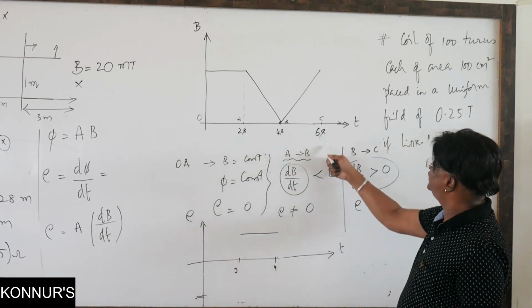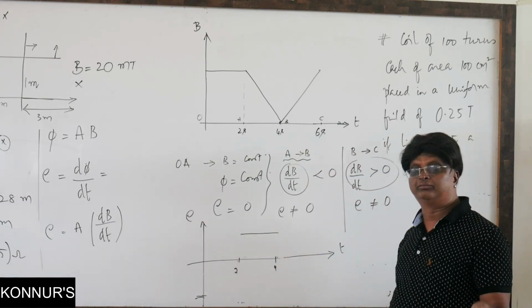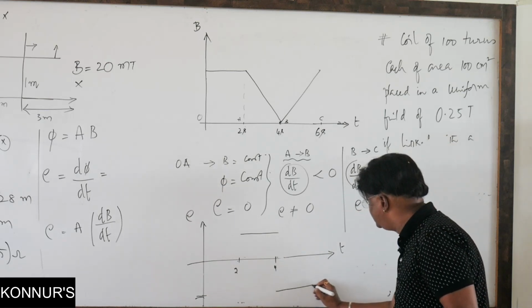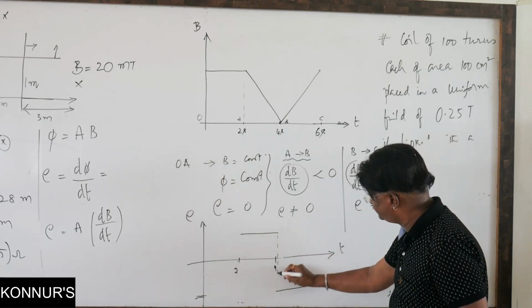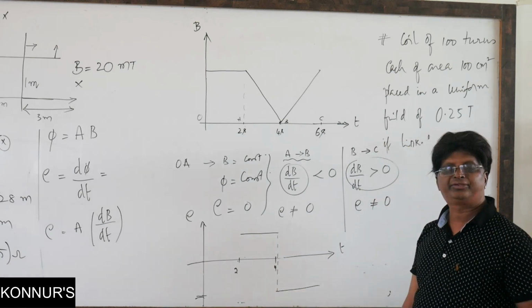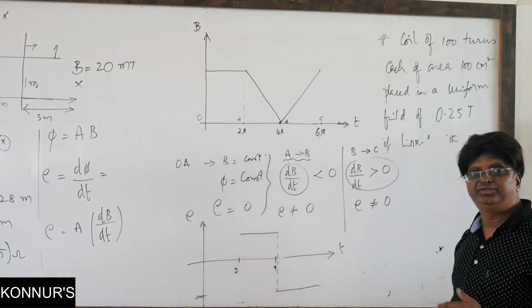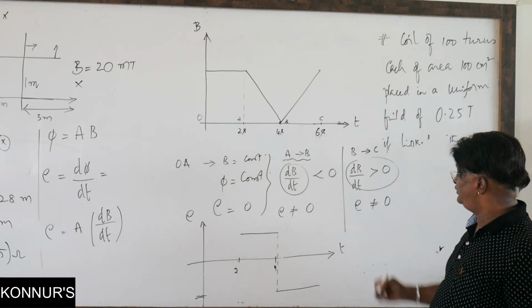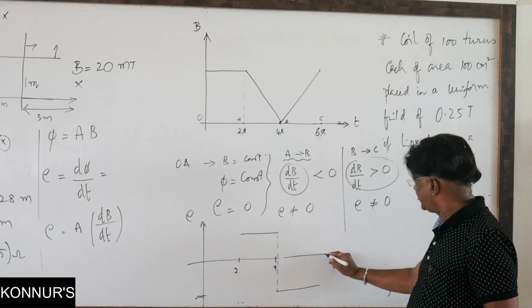Again from 4 to 6, what happened? The EMF is reversed in direction. Therefore it is the same constant EMF, but it is like this. So this is where the EMF is getting reversed in direction. A sudden inversion, but no change in the magnitude, because we have shown the slopes to be the same, and that is the answer.